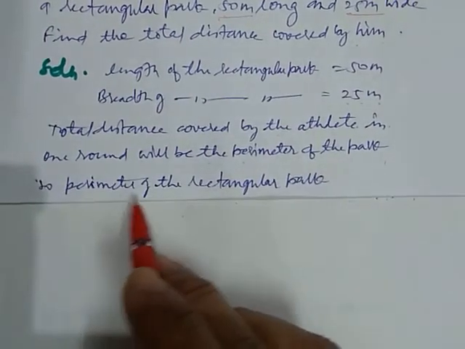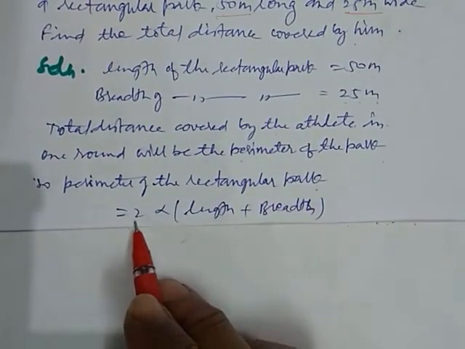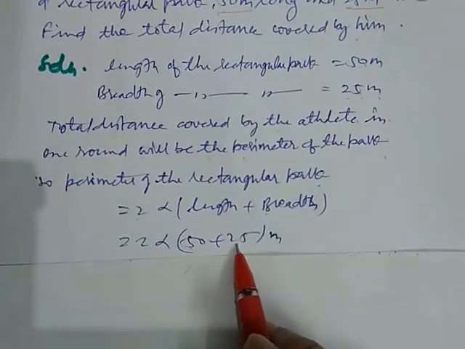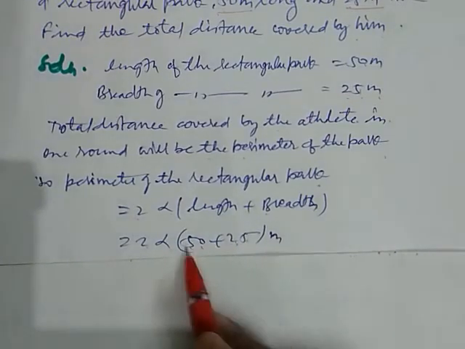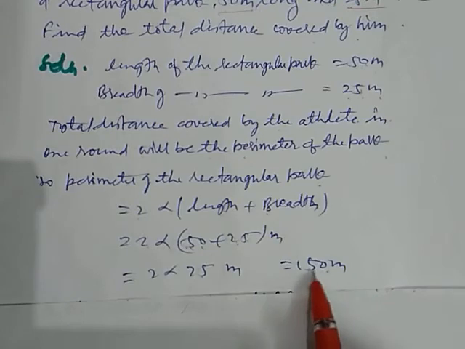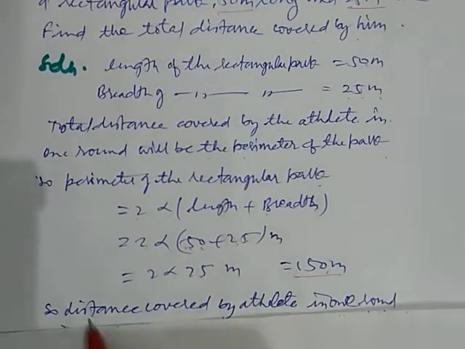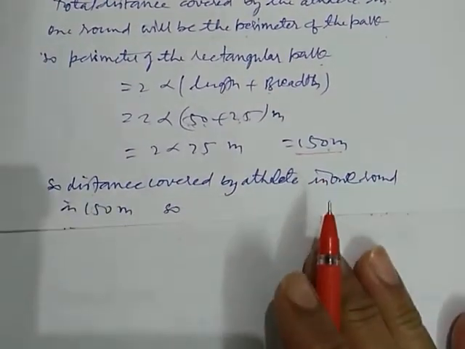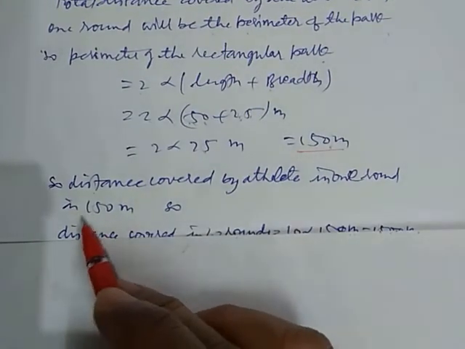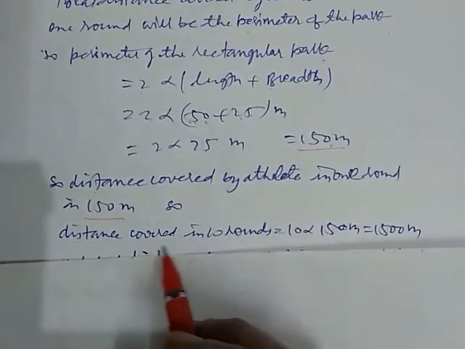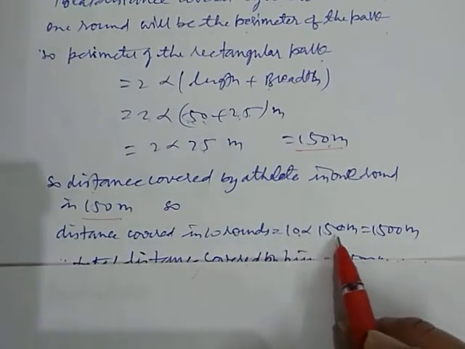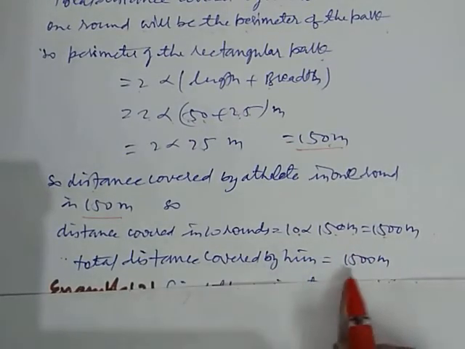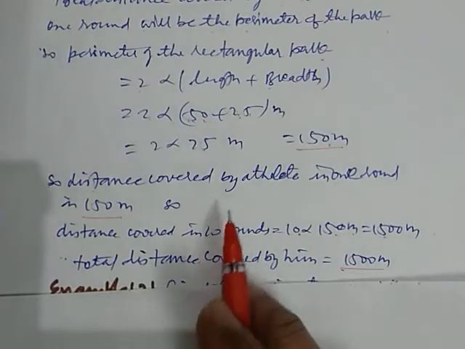So we calculate the perimeter of the rectangular park: twice into length plus breadth. Here this is the length, this is the breadth. So we put the values: 2 into (50 plus 25). This is 75. So 2 into 75 is 150 meter. This 150 meter is the distance covered by the athlete in one round only. But we have to find the distance in 10 rounds, so we multiply 10 into 150 meters, which is 1500 meter. So the total distance covered by him is 1500 meter. This way we can solve this type of problem.